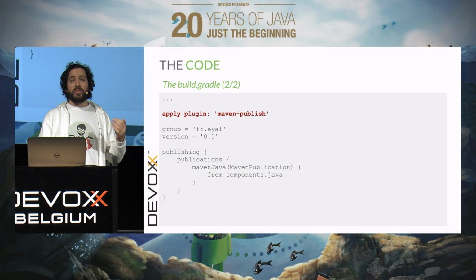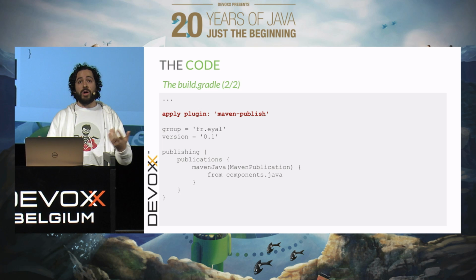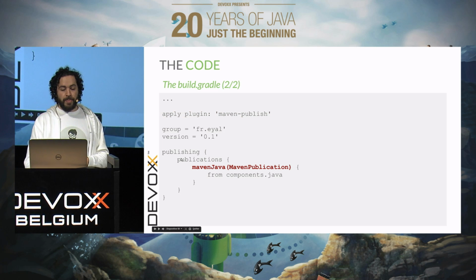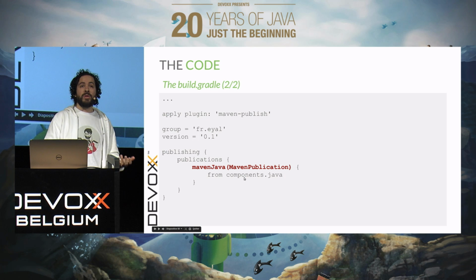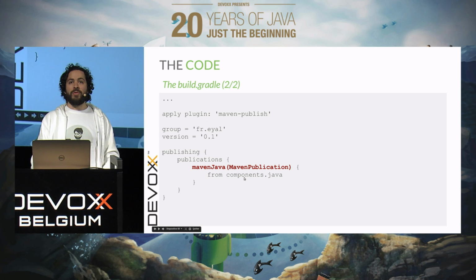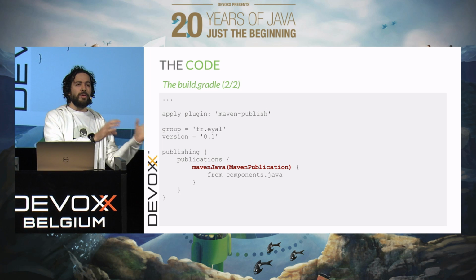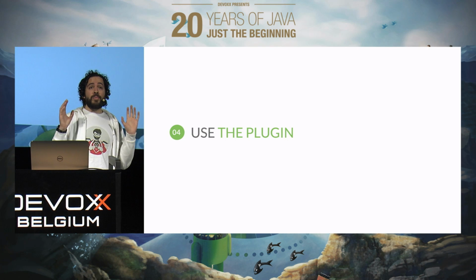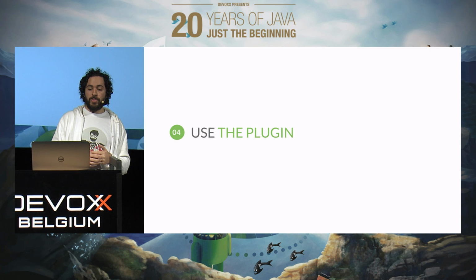What we do then is that we apply another plugin, Maven Publish, to be able to publish our plugin as a jar file, as a Maven dependency, like this. We open this element, we call it Maven Java, and we ask it to use Java components as content of the artifact. Sorry.